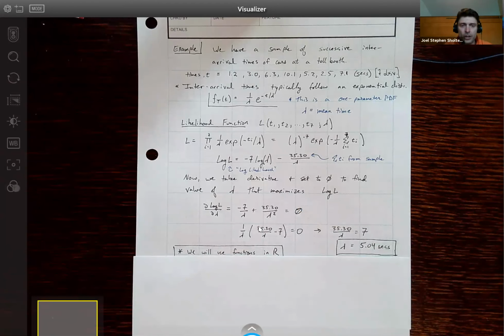And then we solve. So we can factor out a 1 over lambda. So that gives us 35.3 over lambda minus 7 equal to 0. And then we get 35.3 over lambda equal to 7. Lambda equals 5.04 seconds.